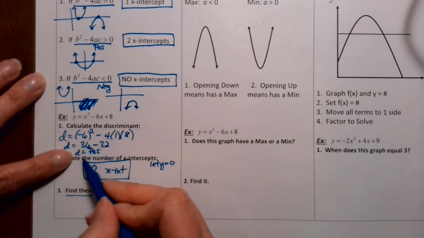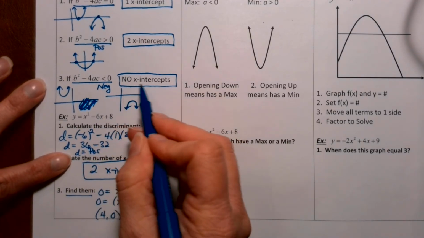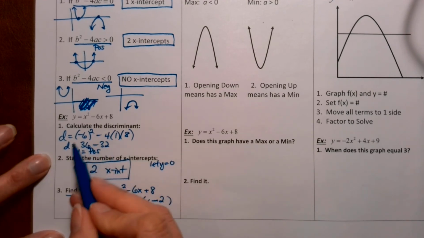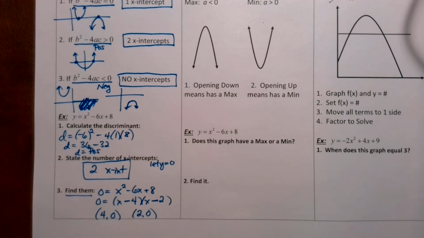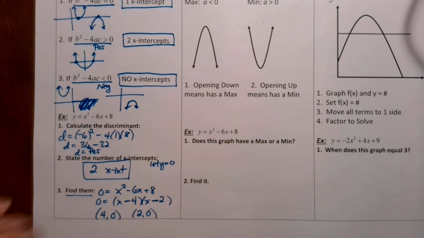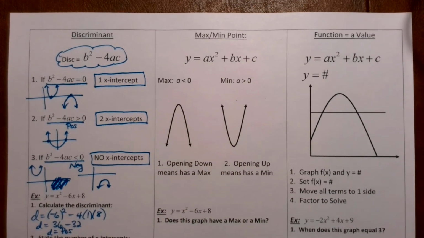Okay, if the discriminant came out to be negative, then there are no x-intercepts. I wouldn't bother trying to find them. The discriminant helps you determine how much time you should spend trying to find something. If they don't exist, don't waste your time trying to find them. Does that make sense? How about a max-min point?